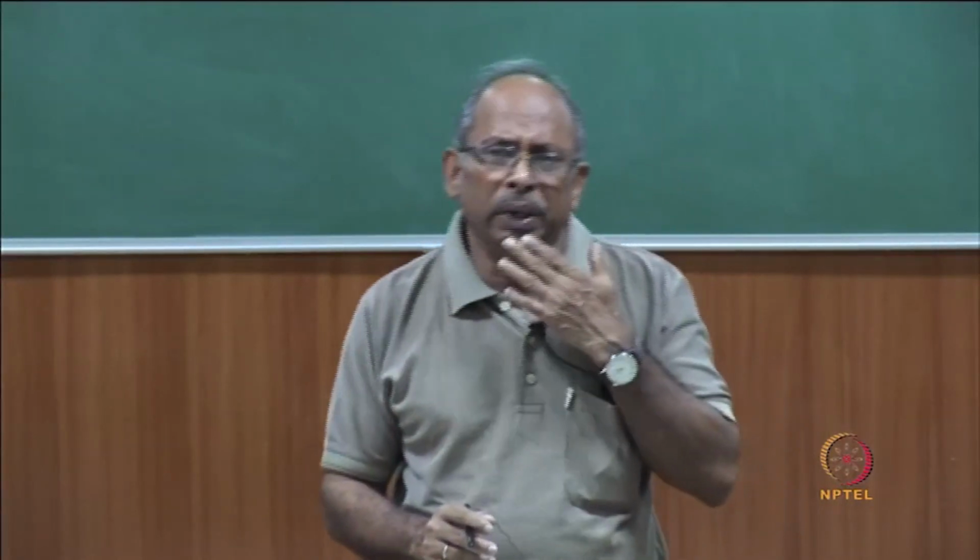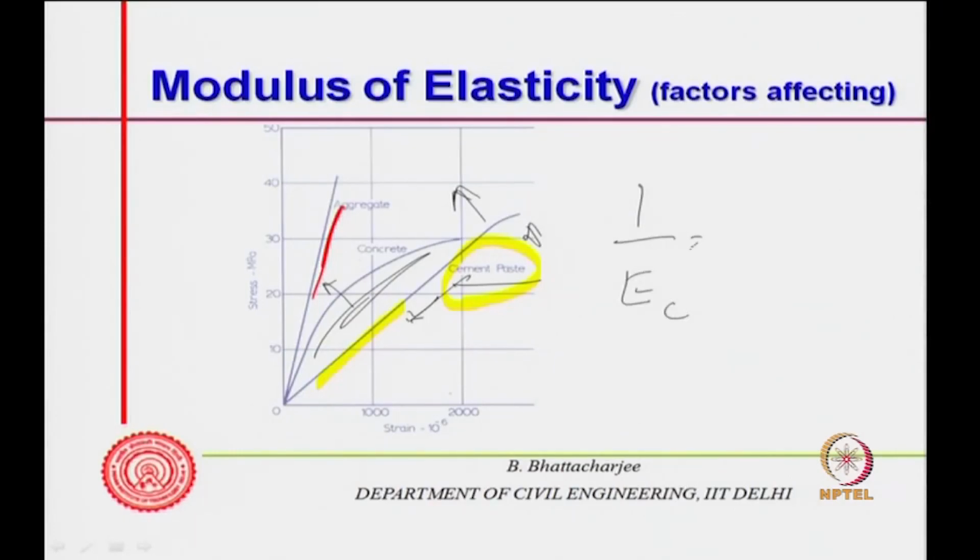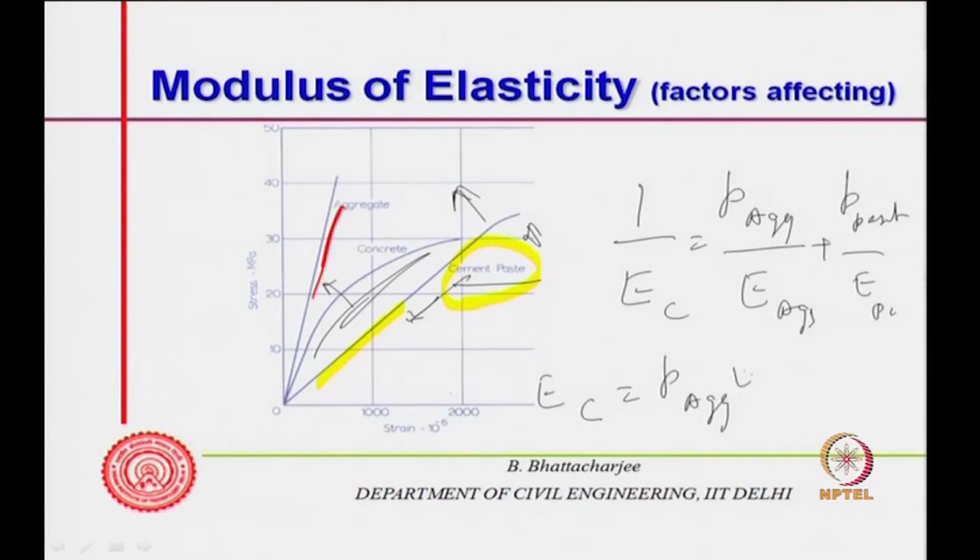One can think in terms of the range, which will of course be something like 1 by E of concrete equals the proportion of the aggregate, P aggregate, divided by E of aggregate, plus 1 minus P aggregate, that is your paste, or proportion of paste divided by E of paste. Or it might also be written as proportion of aggregate multiplied by E aggregate, plus proportion of paste multiplied by E paste.